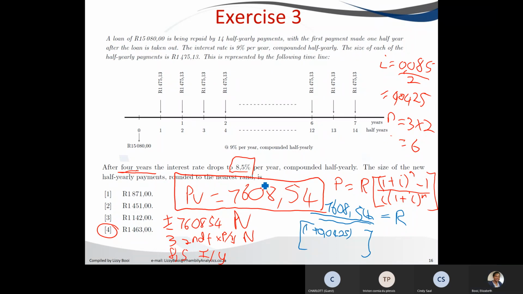0.0425 to the power of 6, minus 1. Remember that it's going to be minus 1, divided by 0.0425 times 1 plus 0.0425 to the power of 6. And the answer you will get should be 1,463. Let me know if you're getting it.